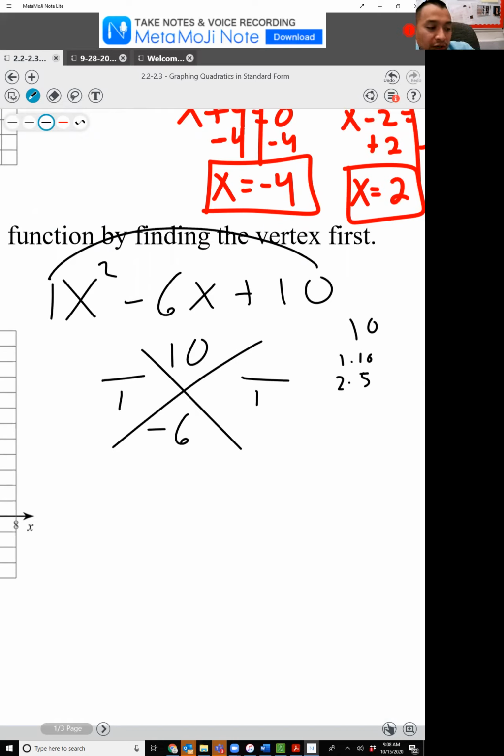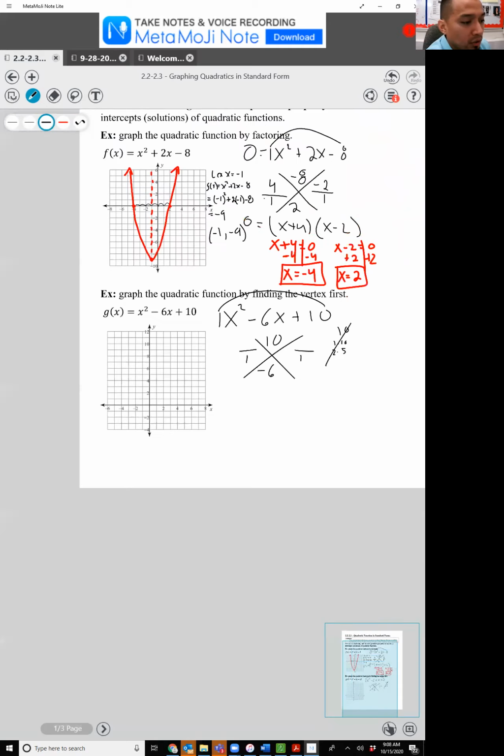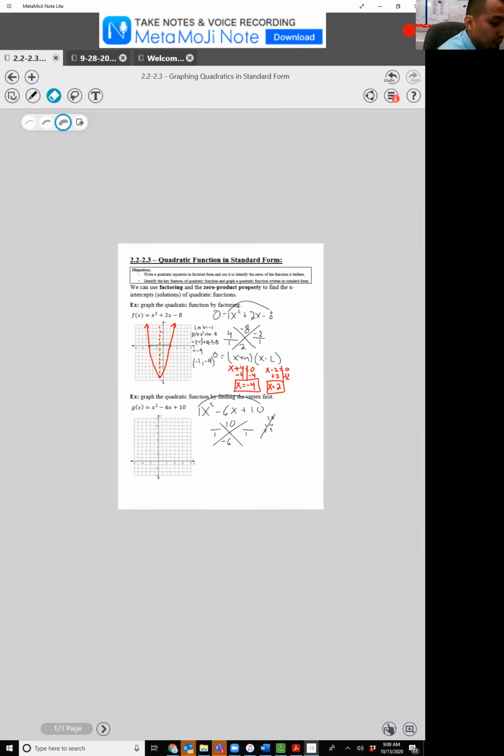So the only factors that I have are 1 and 10, and 2 and 5. There's no way I can get two numbers that multiply to 10 and add up to -6 out of 1 and 10 and 2 and 5. So those don't work, which means that your function is not factorable. So how can I graph it? We're going to go ahead and use sort of like a formula to find my vertex.